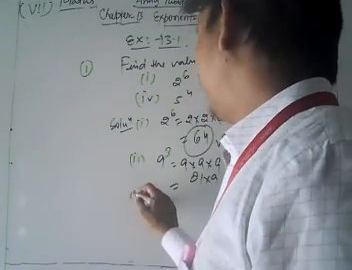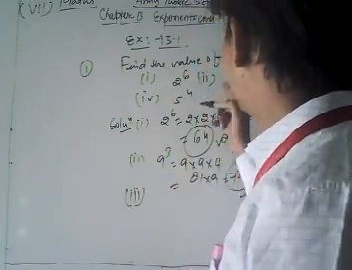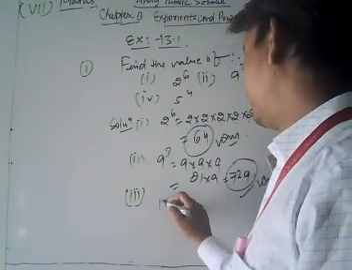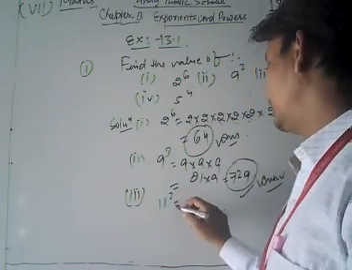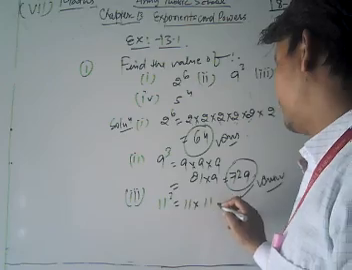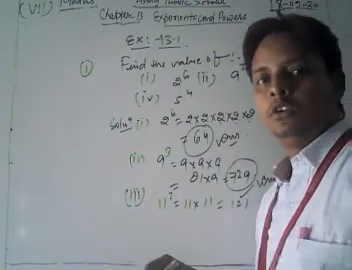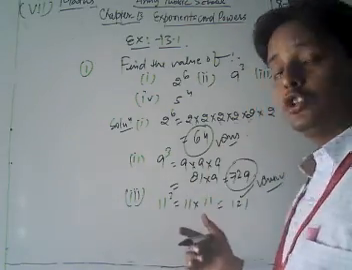Similarly, we solve the third part of this question, which is 11 square. The value of 11 square is 11 into 11. So we get 121. So the value of 11 square is 121.